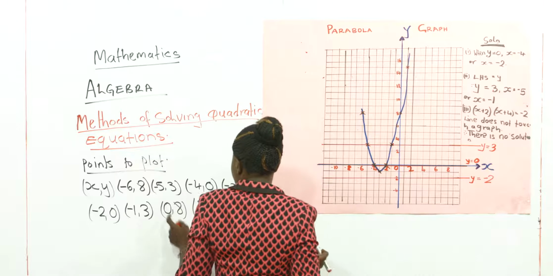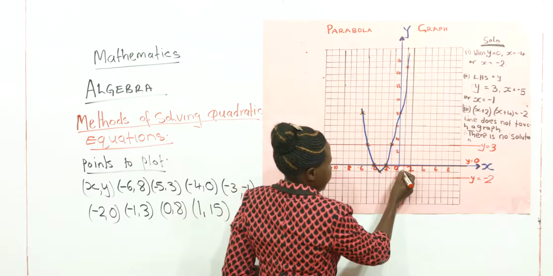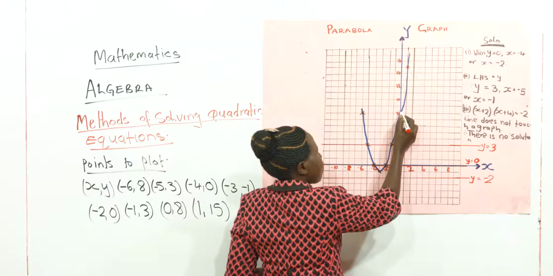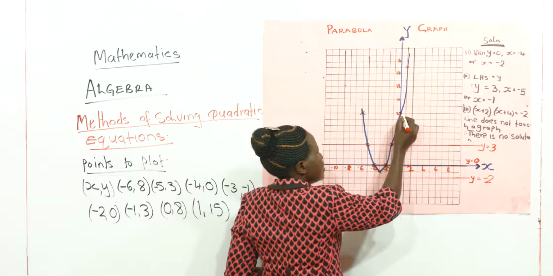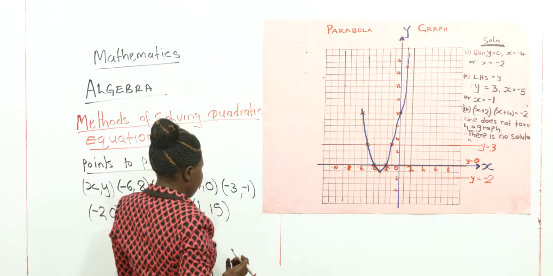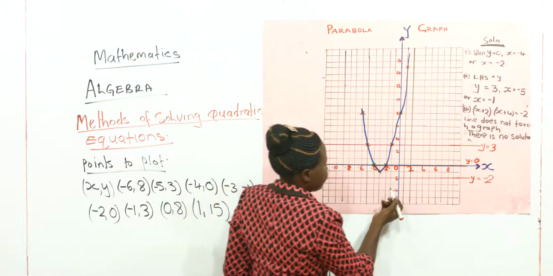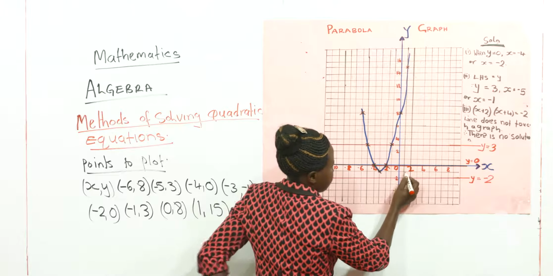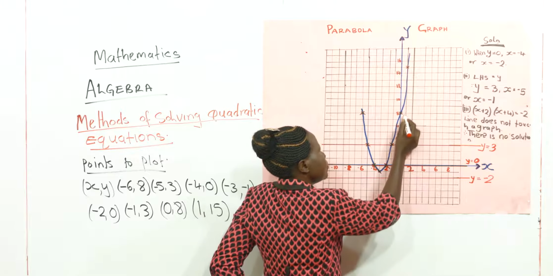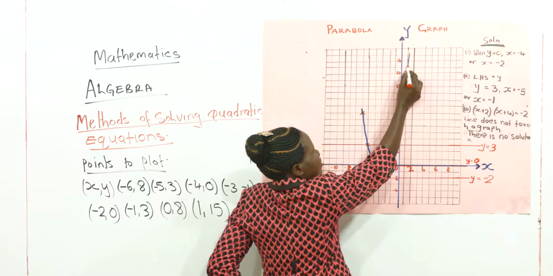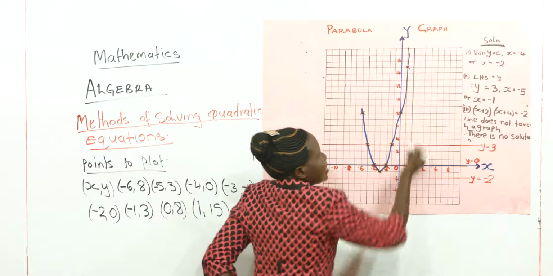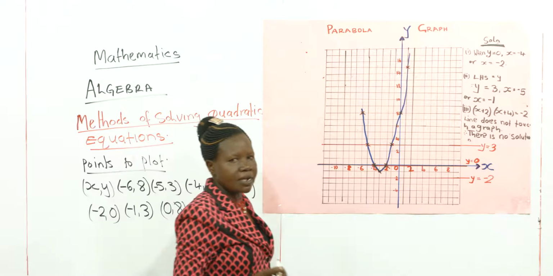And then we have 0 and 8. 0 on the x-axis, and then 8 on the y-axis. We follow the line of y direct up to where positive 8 is. Then you plot it there. And then lastly, we have positive 1 on the x-axis and positive 15 on the y-axis. So you move from 0 up to 1 here, and then you follow it upward on the y-axis until you meet 15. Here we have 14 and then we have 15. You plot it here.